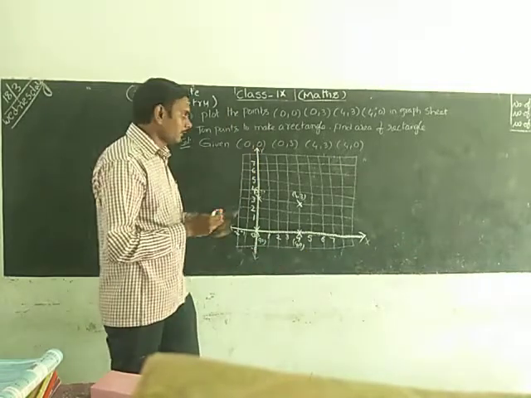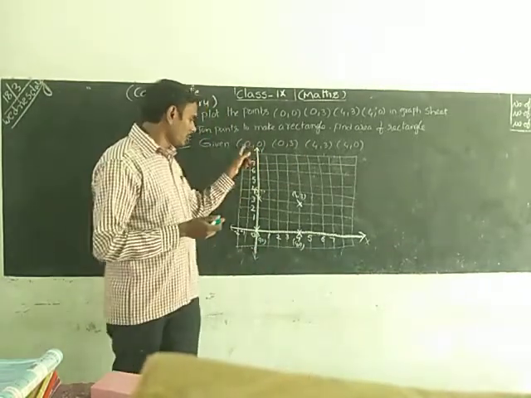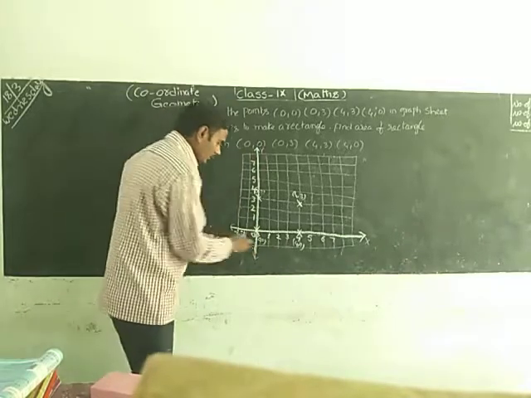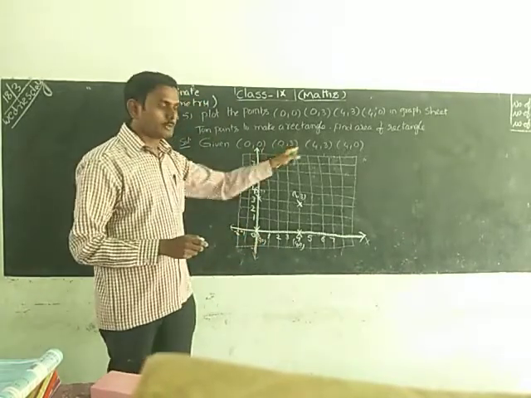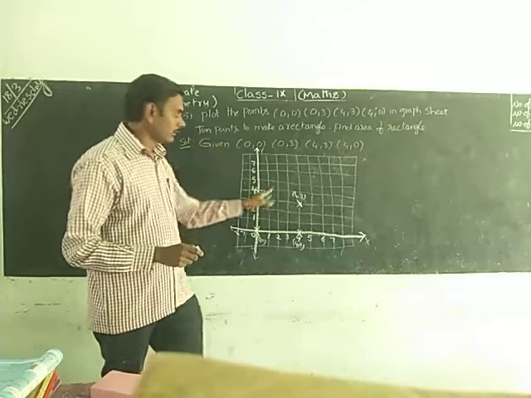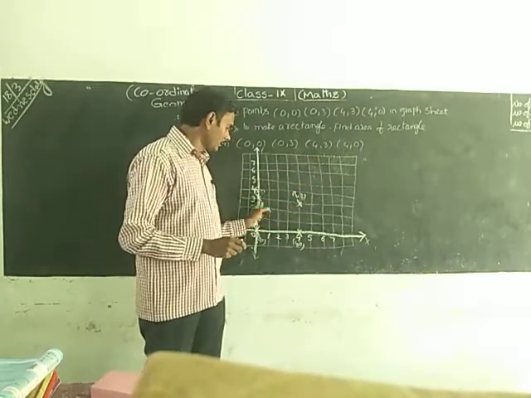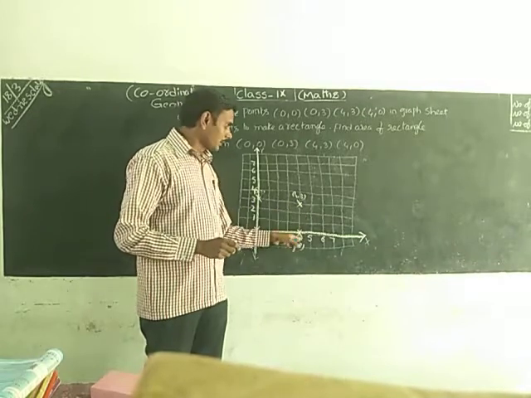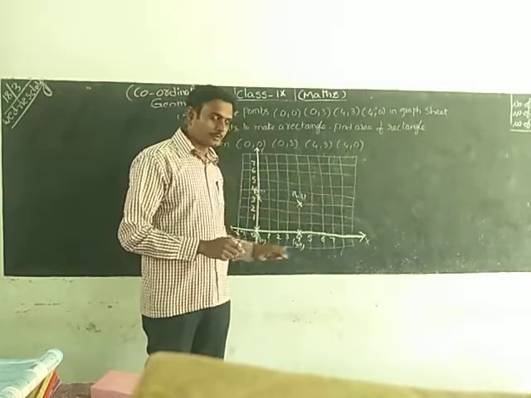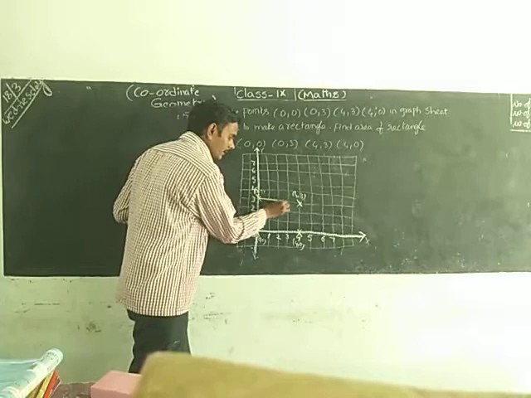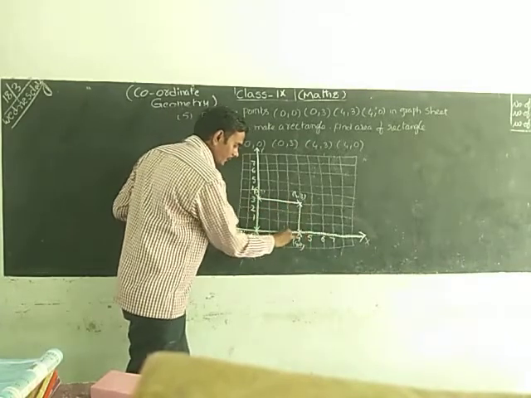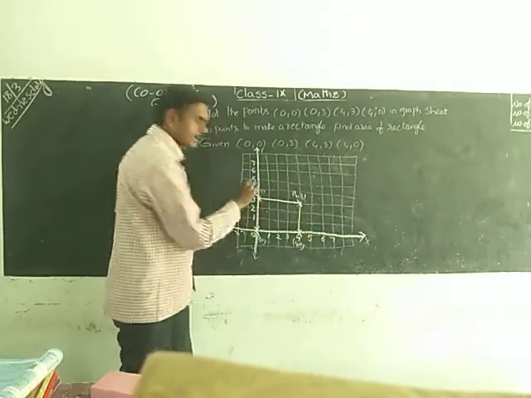I located 4 coordinates: 0, 0 here. Okay, 0, 3. Next 4, 3, that means go inside one place. Okay, next 4, 0. By joining these numbers, we will get a figure like this. By joining these, I want to frame a rectangle.